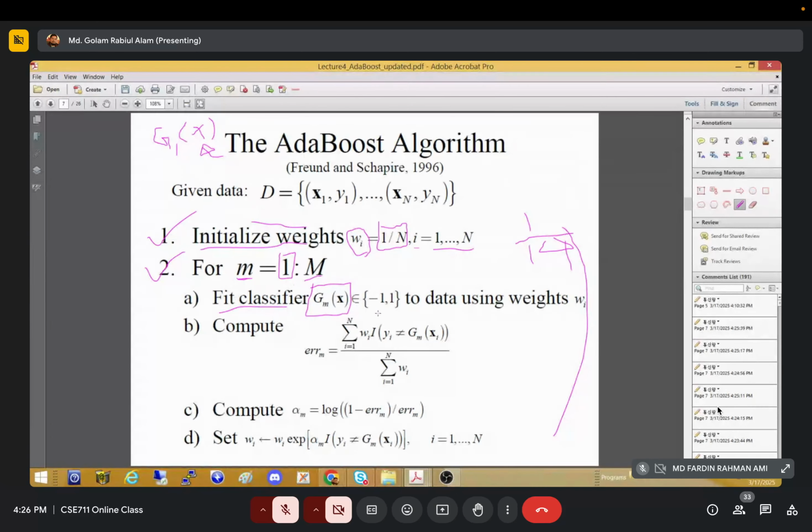And what will it return? It will return either negative or positive, and we will utilize the weights also. So fit classifier means we need to develop a classifier, and that is a weak classifier. So how can we develop a weak classifier? The weak classifier means it will have just one node and then the corresponding leaves.